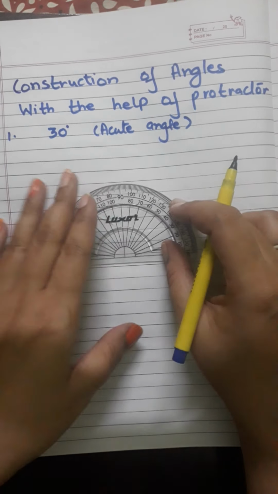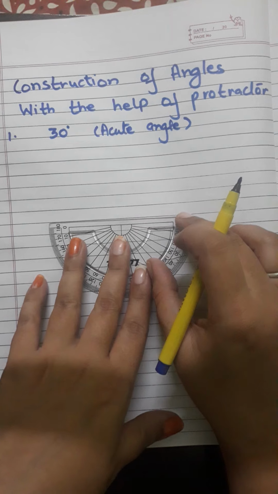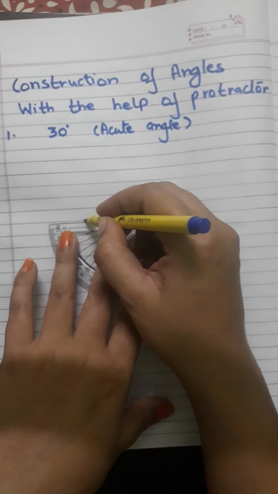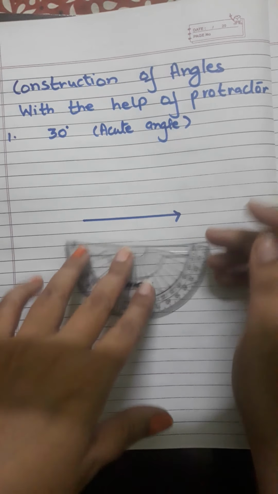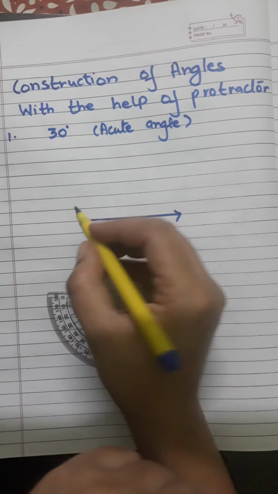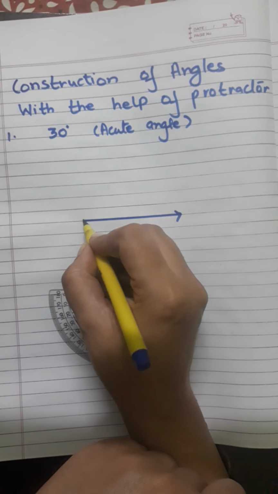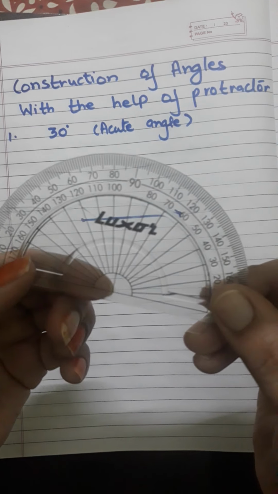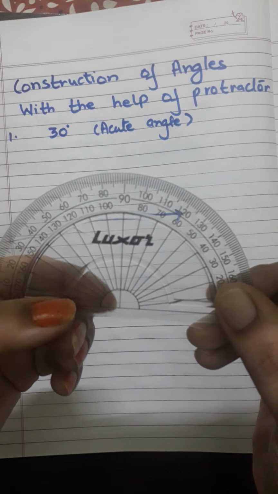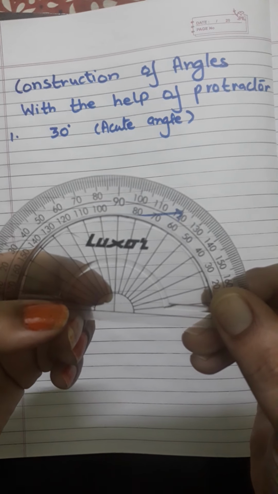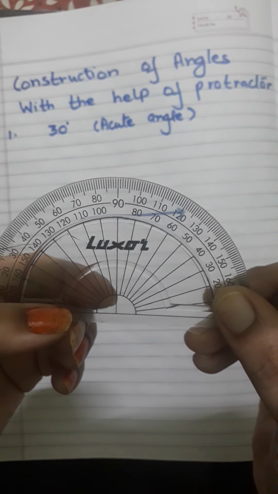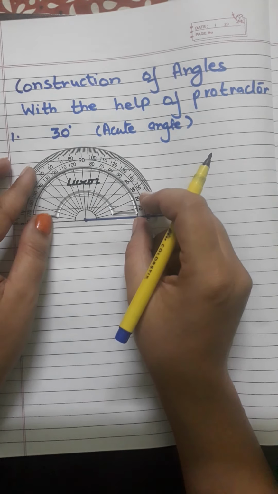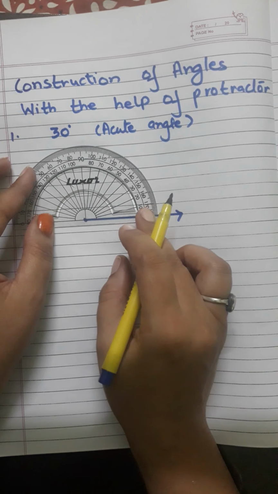So the very first step is that you have to construct a ray. With the help of the scale you can construct it, or with the help of the protractor also. Now you will mark a point here like this. This is the middle needle of the compass, or you can call it the mark in your protractor. You will keep this mark here, and the line should be straight.